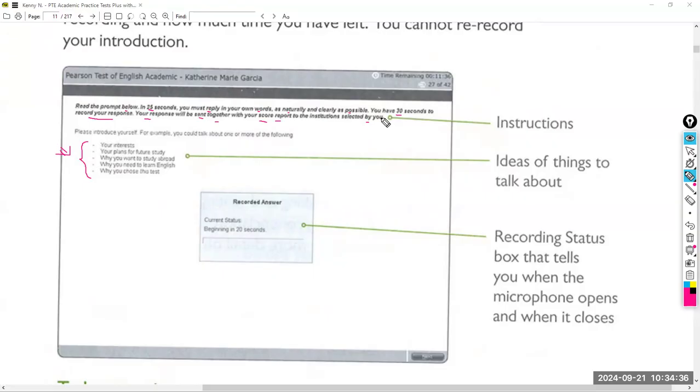So these are the instructions that you have to read carefully, and these are the ideas of things to talk about. And absolutely, this box is a recording status box that tells you when the microphone opens and when the microphone closes. Okay? So we notice that this is the current status, beginning in 20 seconds. And you have to be careful because you have to answer all the questions in 30 seconds.